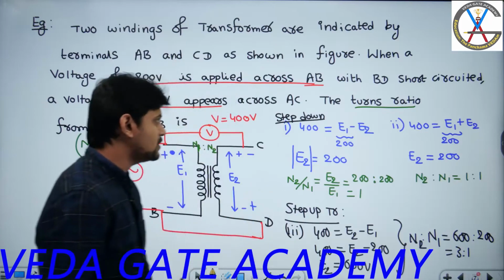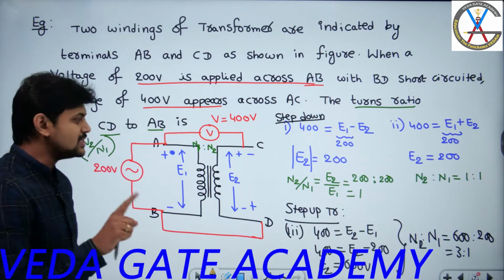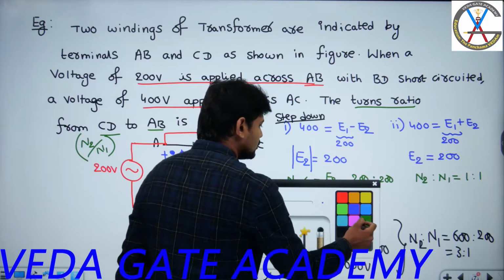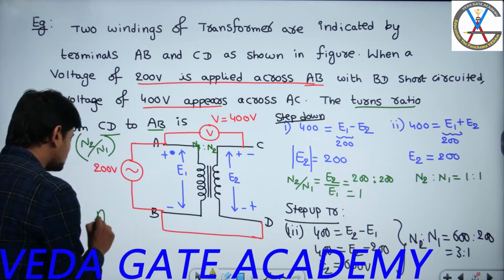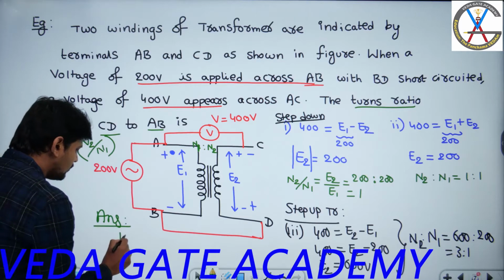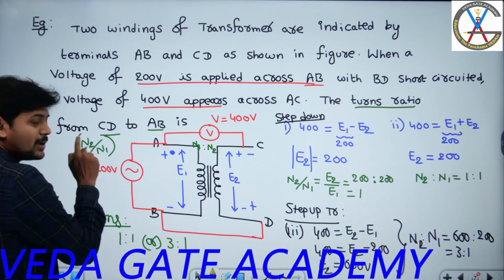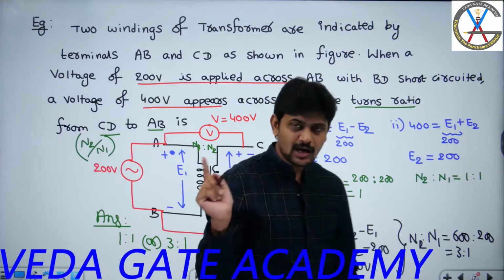So what are the two possible turns ratios you are going to get? Don't say simply 1:1. For this question, you are going to get two different answers. The turns ratio is either 1:1, or 3:1. That means N2 by N1. I am not saying N1 by N2, N2 by N1.